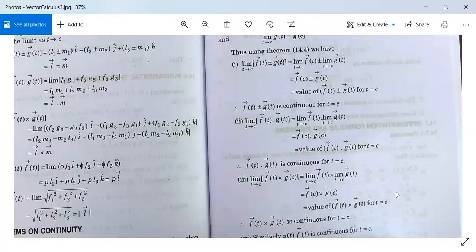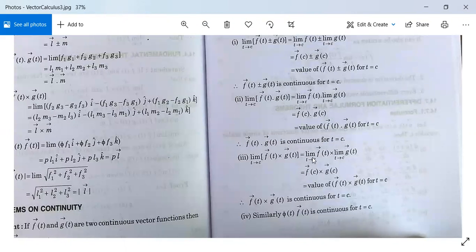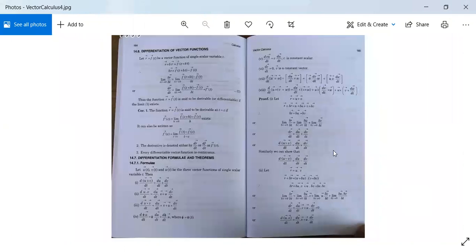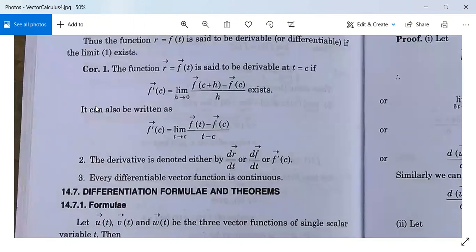Next, limit of vector f(t) cross vector g(t) is equal to limit of vector f(t) as t tends to c cross limit of vector g(t) as t tends to c. This is your cross product. So this is equal to vector f(c) cross vector g(c). It means it is equal to the value of vector f(t) cross vector g(t) for t equal to c. So again vector f(t) cross g(t) is continuous at t equal to c. So this part is also proved. Next, similarly phi(t) into vector f(t) is continuous for t equal to c. It is easy to solve, so it is left for you.